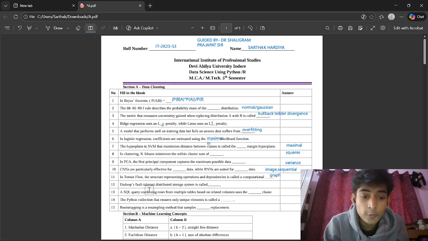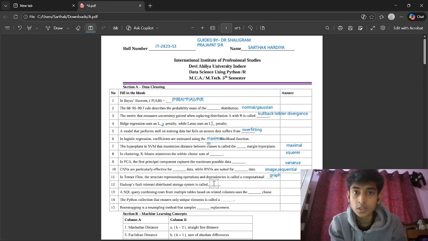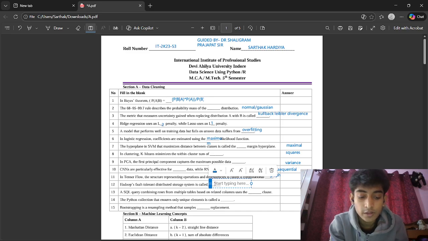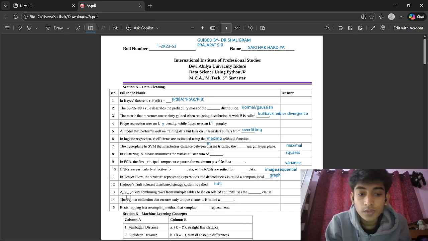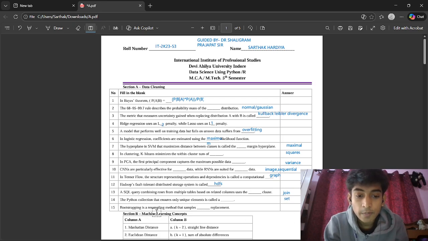Right? Hadoop's fault-tolerant distributed storage system is called. So we know that Hadoop uses HDFS, which is Hadoop Distributed File System, which provides high throughput access and fault-tolerant systems. So the answer would be HDFS. A SQL query combining rows from multiple tables based on a related column uses the join clause. If I want to join multiple tables based on a related column, the answer would be join clause. The Python collection that ensures only unique elements is called a set data structure. Bootstrapping is a resampling method that samples with replacement. That is also very easy.